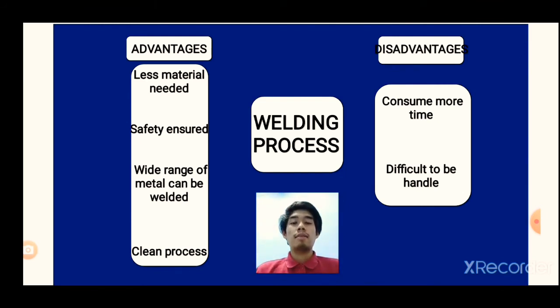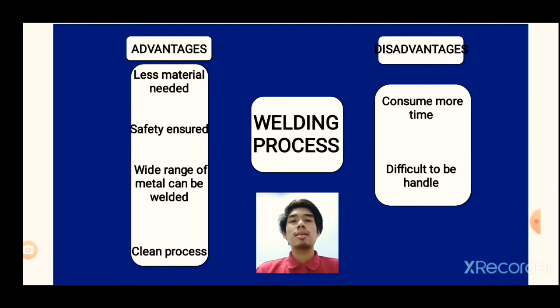Next, the advantage is that a wide range of metal can be welded. This means that non-ferrous metal, like the material that we choose for our product, which is aluminium, can be easily welded without any challenges. So this advantage is very good for our product.